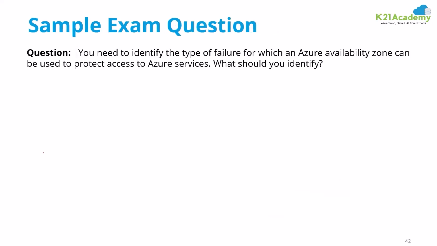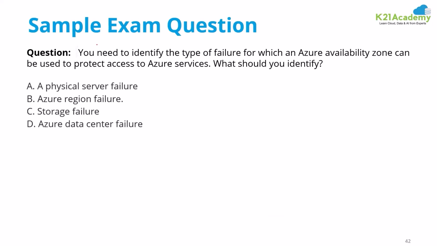Okay, now we have a question. One more question we have. You need to identify the type of failure for which an Azure availability zone can be used to protect access to Azure services. What should you identify? Which type of failure does an Azure availability zone help us protect from? Storage failure, physical server failure, Azure region failure, or Azure data center failure? Which one do you guys think?